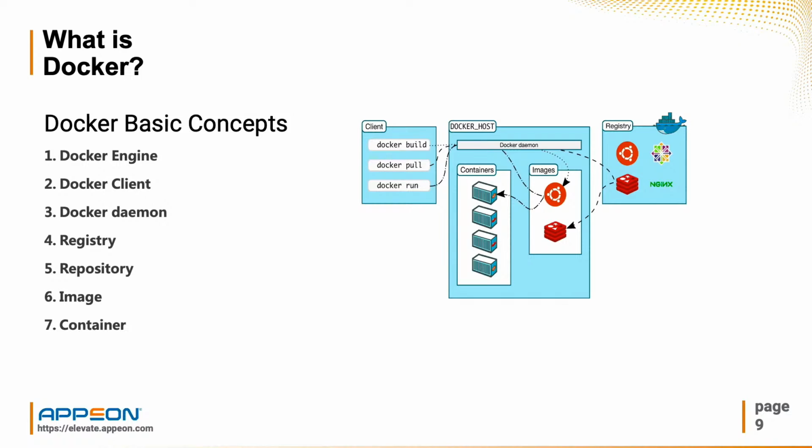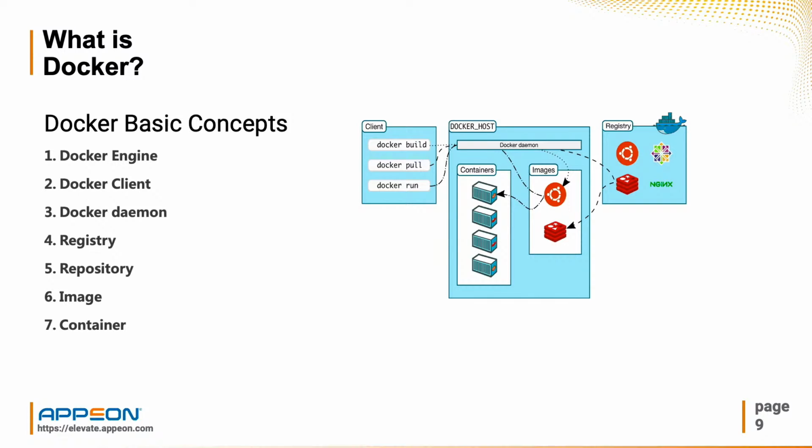Docker daemon. The Docker daemon listens for Docker API requests and manages Docker objects such as images, containers, networks, and volumes. A daemon can also communicate with other daemons to manage Docker services. So it is basically a background Docker process that handles requests for services such as file transfers and is dormant when not required.